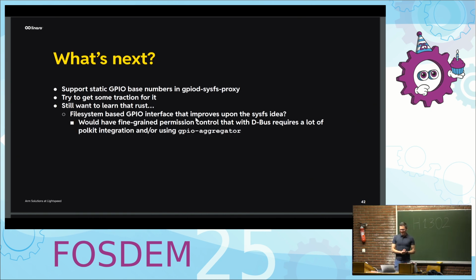So what's next for that? I want to support static, predefined, hard-coded GPIO base numbers. I want to get some traction for it, so please check it out.